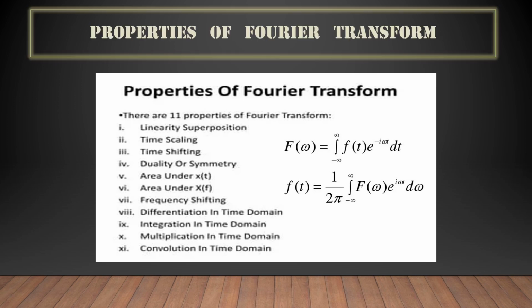The standard equation of the Fourier transform is given as F of omega equals the integration from minus infinity to plus infinity of f of t e power minus j omega t into dt, and the inverse Fourier transform standard equation is given as 1 by 2 pi times the integration from minus infinity to plus infinity of F of omega e power plus j omega t into d omega.